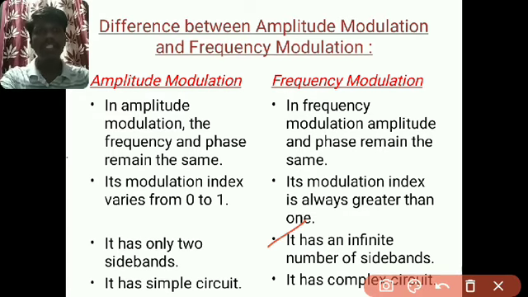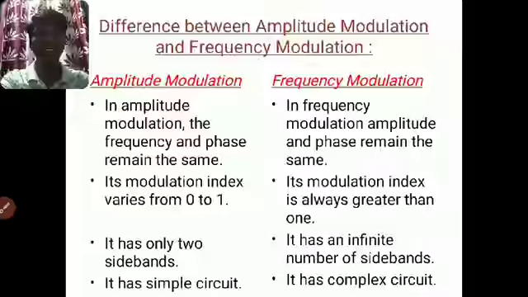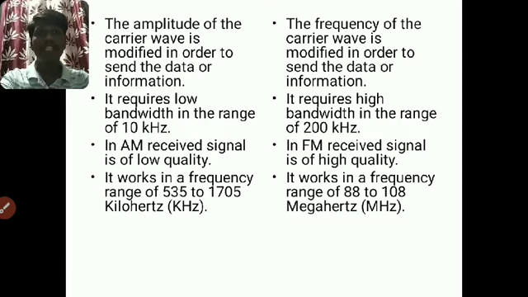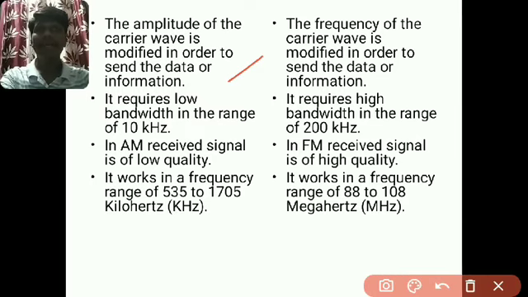And the next one: amplitude modulation has a simple circuit, and frequency modulation has a complex circuit. And the next one: in amplitude modulation, the amplitude of the carrier wave is modified in order to send the data or information. In frequency modulation, the frequency of the carrier wave is modified in order to send the data or information.